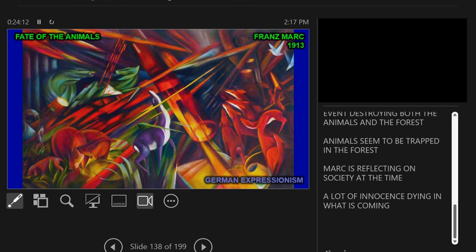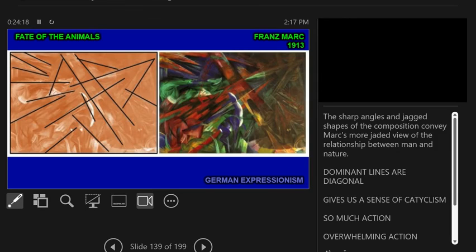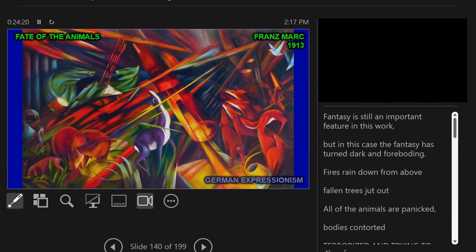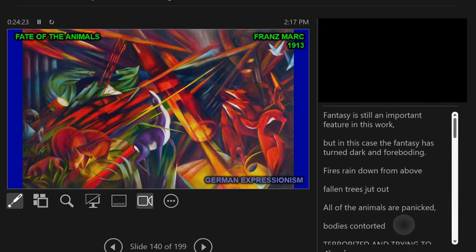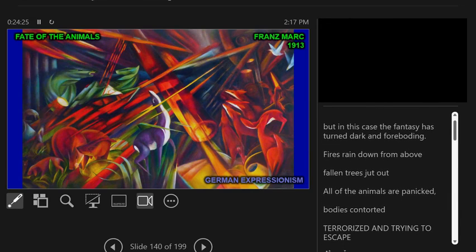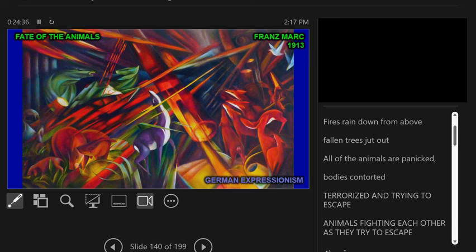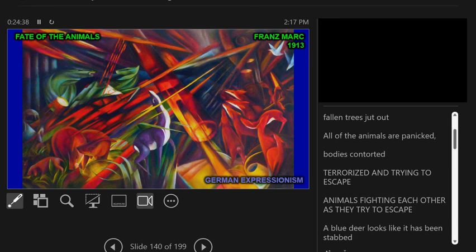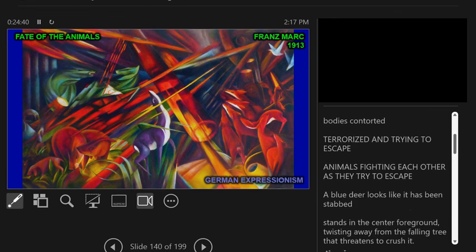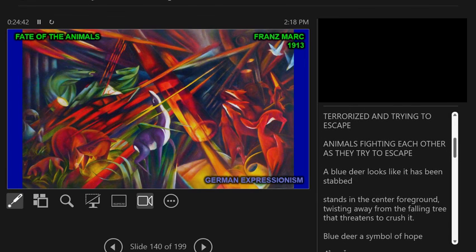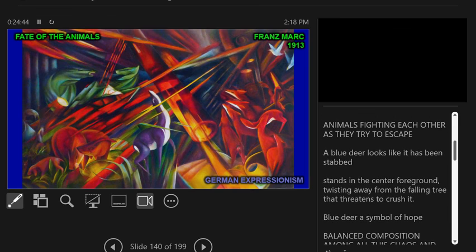And Marc is reflecting on society at the time, or on how a lot of innocent people will die in the war to come. So fantasy is still an important feature in this work. But in this case, the fantasy has turned to dark and foreboding. Fires are raining down from above. Fallen trees jut out. All the animals are panicked. Bodies are contorted. And they are terrorized and trying to escape.